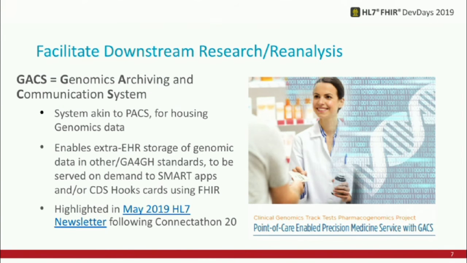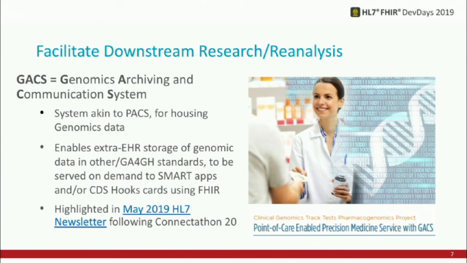So for looking at the downstream research and analysis, it's been a vision that seems to quickly become more or less a reality, or close to it. It's the notion of a JAX, I would say, not a GAX, unless you're one of those GIF people. But it's Genomics Archive and Communication System. So it would be much like a PACS for imaging data or pictures.